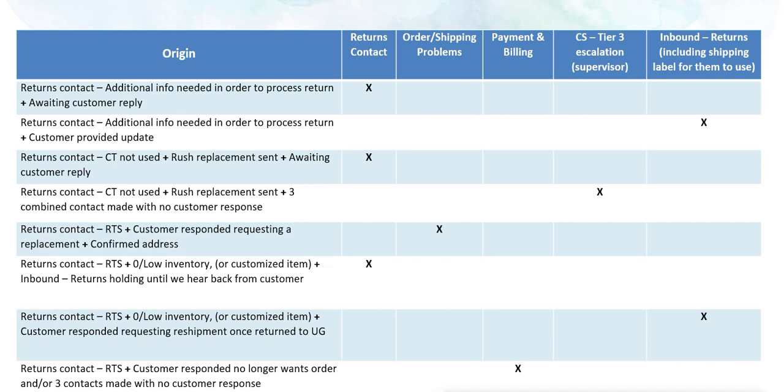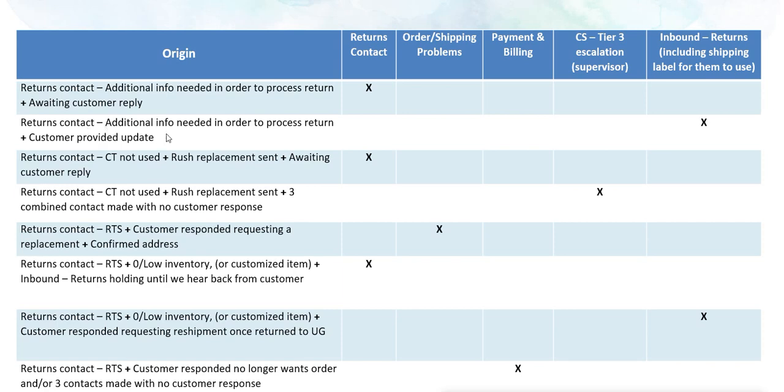Another thing to keep in mind is where to move the tickets depending on the situation. So let's say it's in the returns contact group and we need additional information in order to process the return, and we're also waiting for the customer to reply. It would stay in the returns contact group and you would follow the steps as I just told you, making sure that you're selecting the appropriate status and you're updating the ticket accordingly, and making sure that if it's public, it needs to be public. If it's internal, then it's internal.